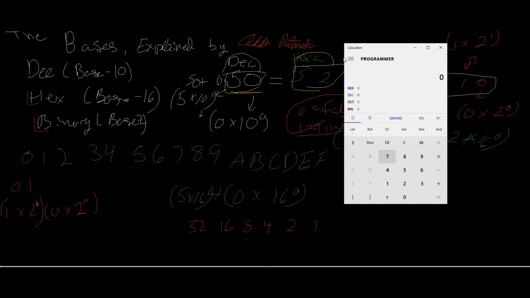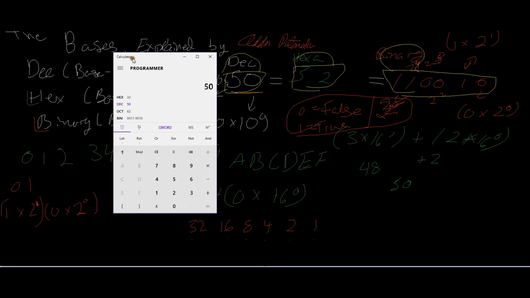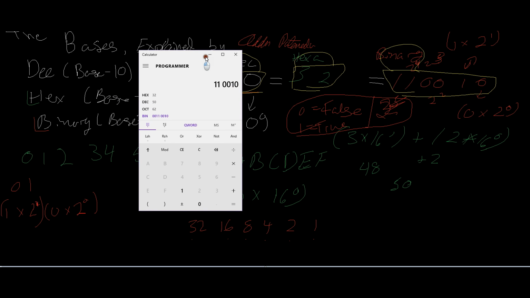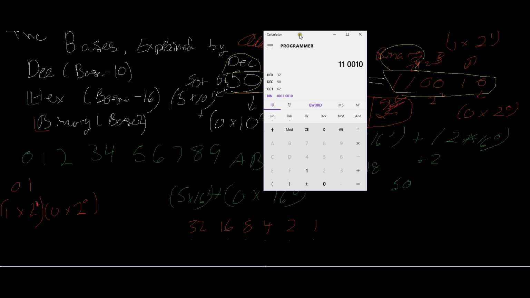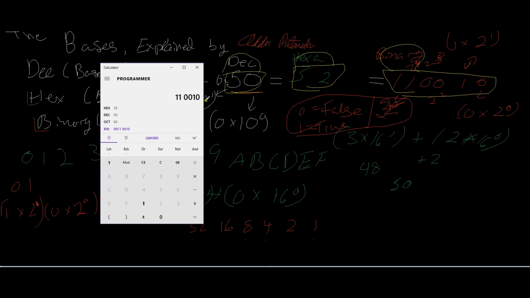So we'll have decimal, and we'll type in 50, press enter, and we'll see the different bases. In hexadecimal it is 32, so we have 50 as the decimal, hexadecimal is 32, and then binary should be 110010. So they do match. Therefore, this proves this.